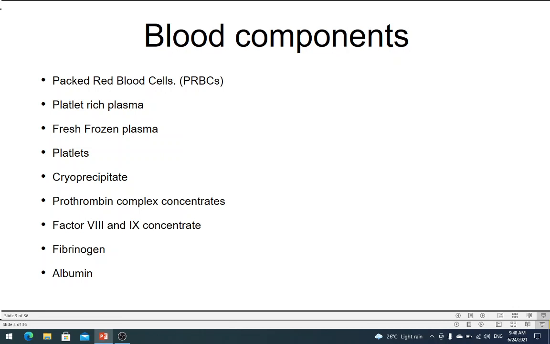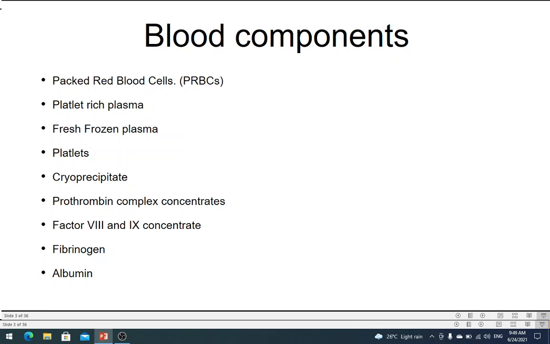Then you have platelet-rich plasma. When I say platelet-rich plasma, what I mean is it contains plasma along with the platelets, because you can separate out the platelets from the plasma. So then what you get is platelets on one side and fresh frozen plasma on the other side. So you can separate it into these two. Again, by centrifugation, the top will contain the plasma, the bottom will contain the platelets, so you remove the platelets.